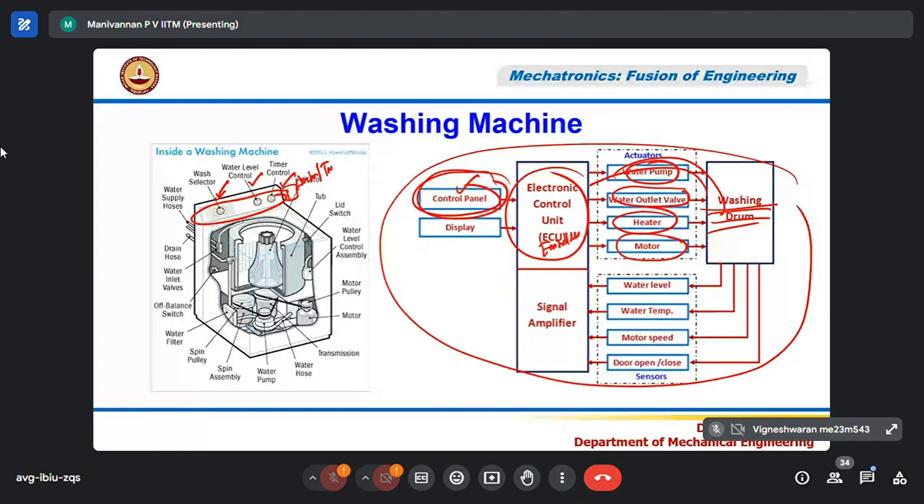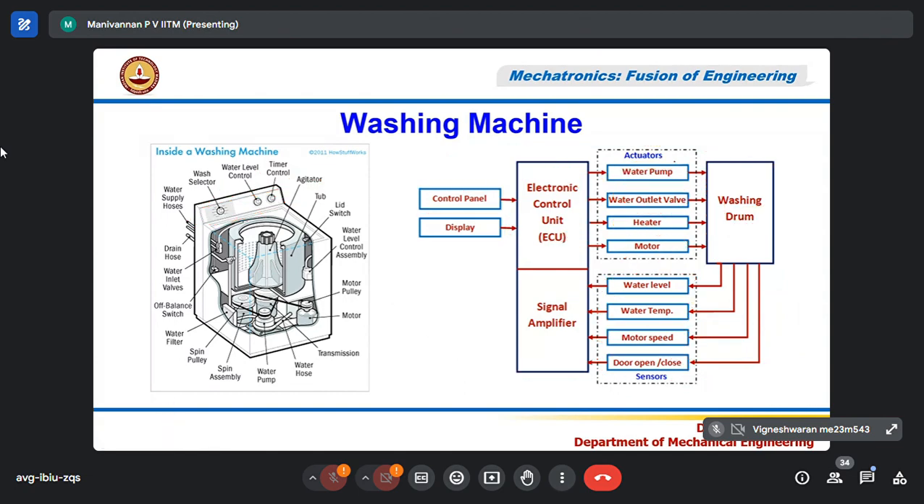The washing machine completes. During washing operation, the water level is sensed by this, the water temperature is sensed by this, and the motor speed is measured to check that the motor is rotating at constant speed, and whether the door is closed. So you have to draw the functional block diagram and the flow chart that I showed, and explain the job of each individual component.